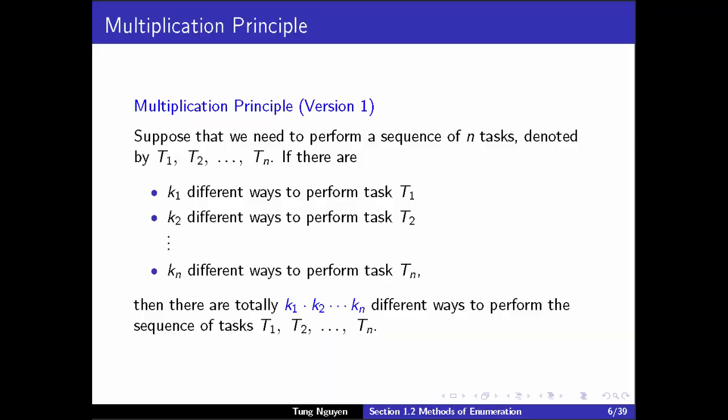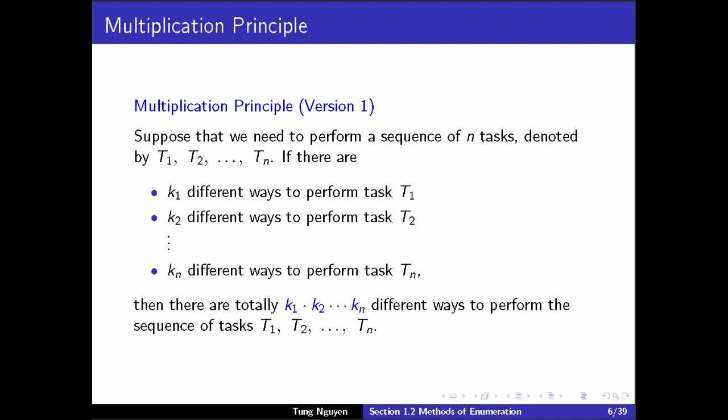Next we will talk about the multiplication principle. This is a very important counting technique, and I will present it in 2 different versions. Sometimes it's easier to use version 1 or match the problem with version 1, while in other cases it's easier to match with version 2.